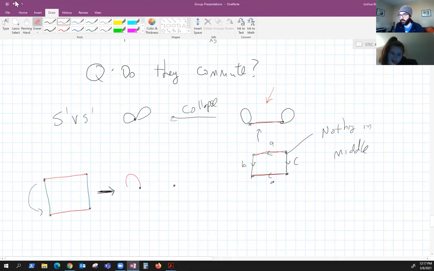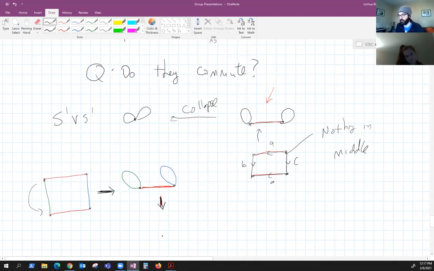I'll have the green loop over here, and I'll have the blue loop over here, but the two red ones are together. I've smushed them on top of each other. Then from there, I'm going to take the red one and push it together, smush it together.